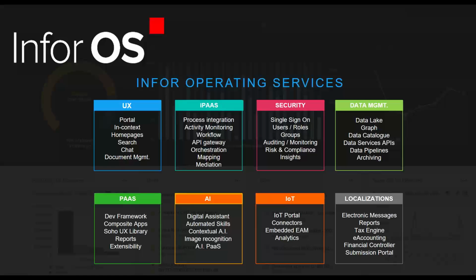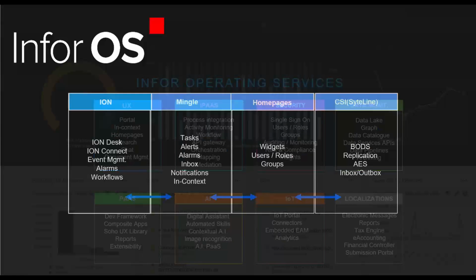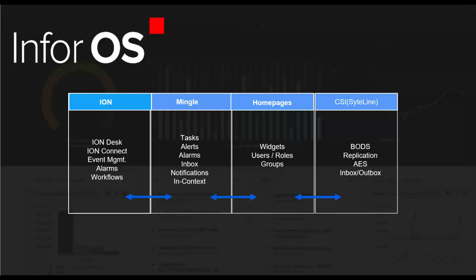As you can see here, some of this may or may not make sense today, right? There's a ton of things we could talk about, but I really want to focus on just a few key elements. I want to focus on what ION is, what Infor's ION does, Mingle, which is a social collaboration type product, how the home pages interact with that, and how CSI overall, or Sightline Cloud Suite Industrial, works with it.